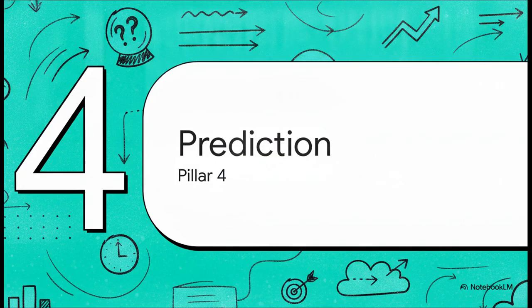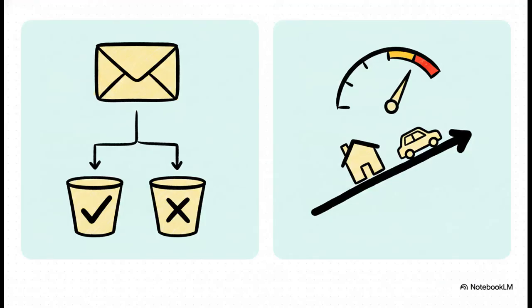And finally, Pillar 4, prediction. Prediction uses all the historical data we've gathered to estimate unknown values or guess what will happen in future events. But I really want to clarify right now that prediction isn't fortune-telling. In machine learning, it's generally split into 2 distinct types. The first is classification, where the algorithm predicts a specific category. Is this email spam or not spam? Is this customer going to cancel their subscription or are they going to stay?